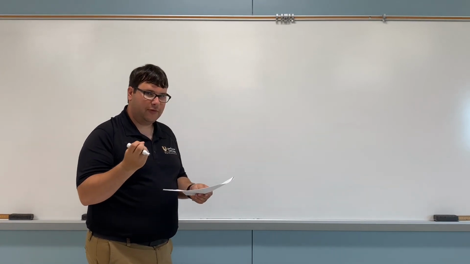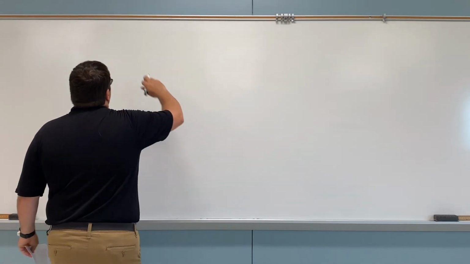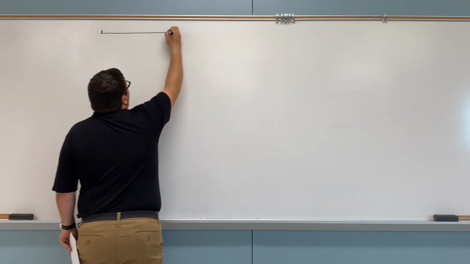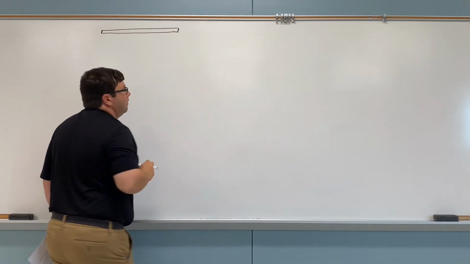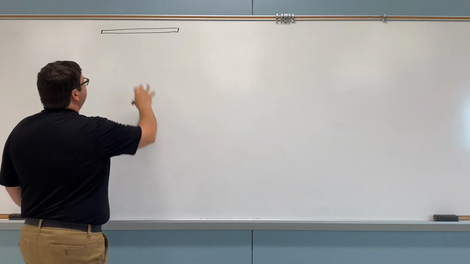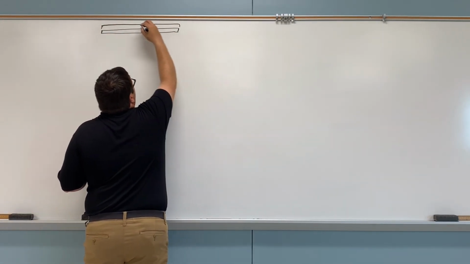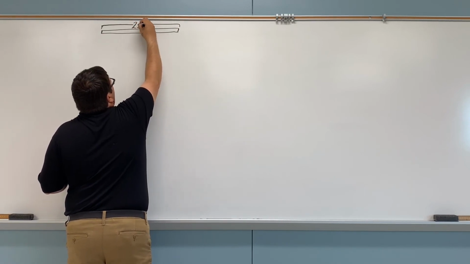So we're talking about something physical now. It says a 25-inch piece of steel. It could be a box, it could be a piece of steel, it could be a pipe, whatever it happens to be, I tend to find that it helps me to draw it out. So this is my piece of steel. I know that the whole thing is 25 inches.